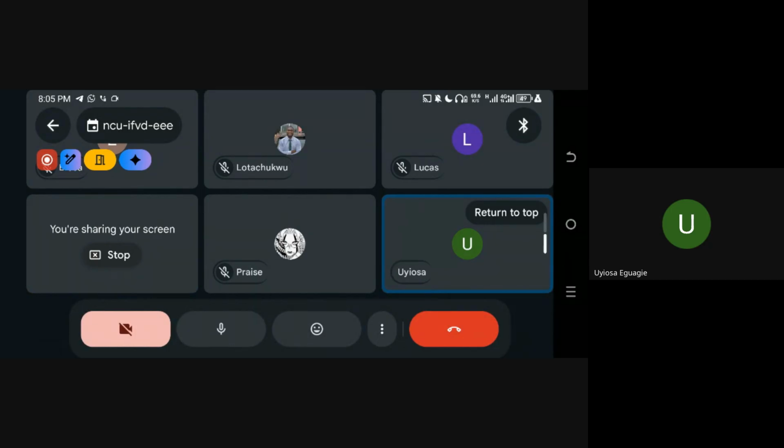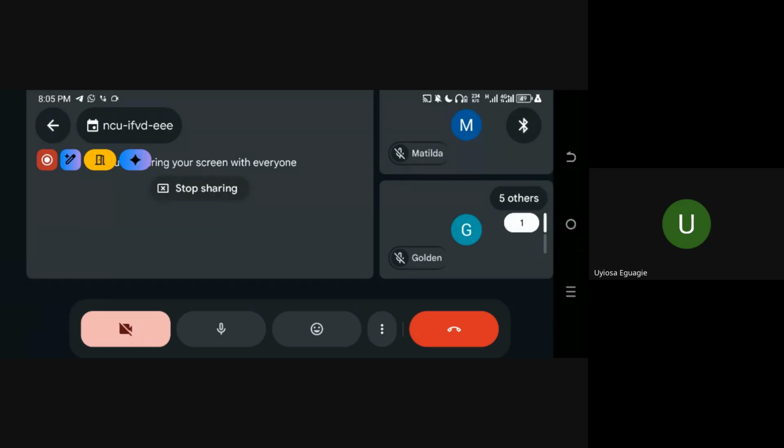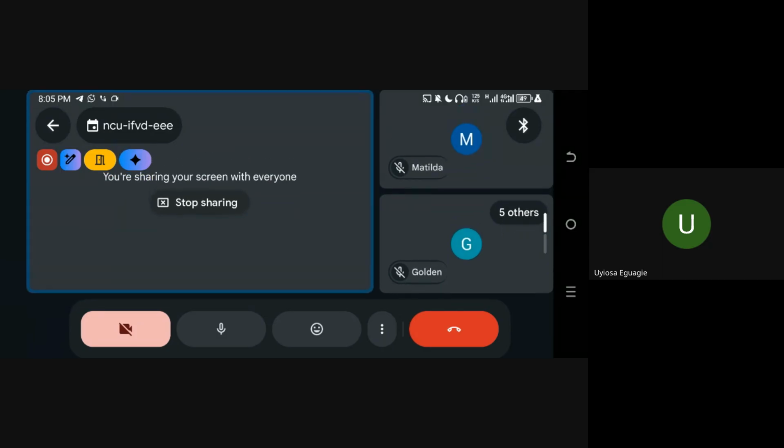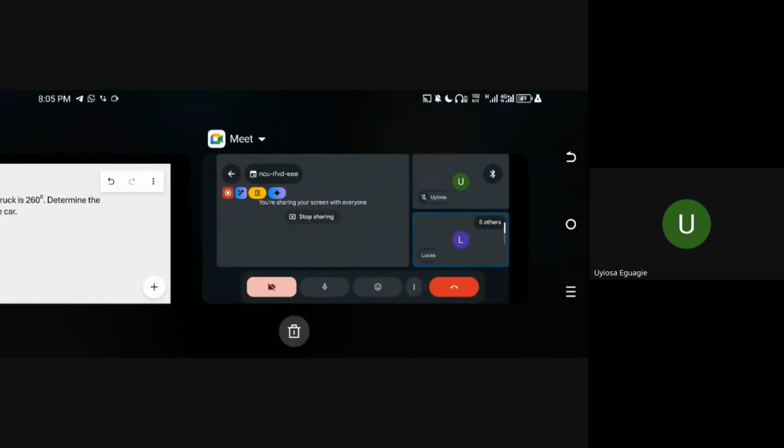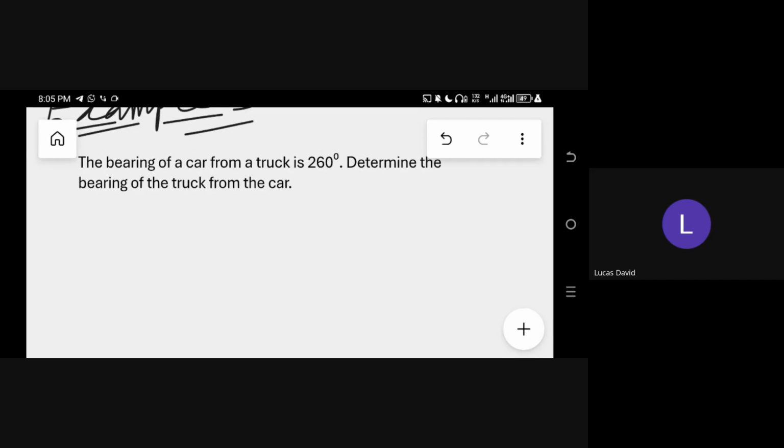Lucas, you would have to take this. I'm looking for other persons, but I don't seem to find them. Godin has been off and on. So Lucas, 260 degrees, what quadrant do we have to draw that from? From the third quadrant. All right, good. Thank you so much.